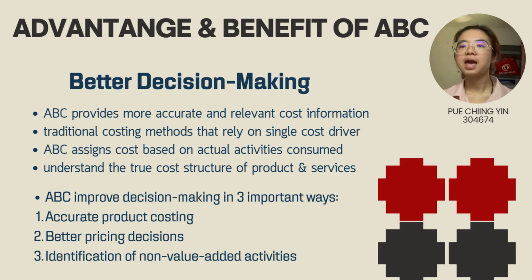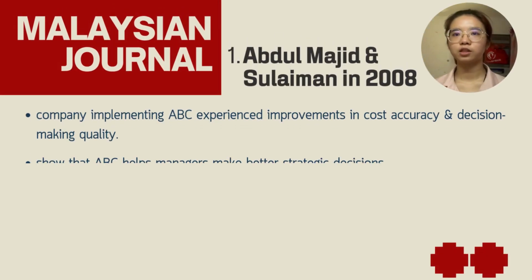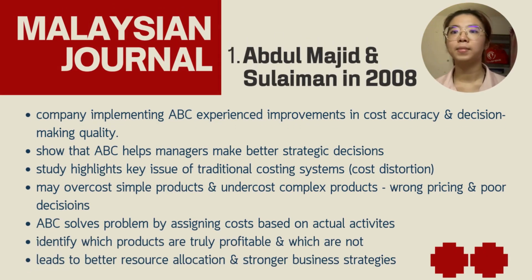First, ABC helps managers determine the true profitability of each product by assigning costs more precisely. Second, it ensures that pricing decisions are based on the actual cost rather than estimates and assumptions. And third, ABC highlights waste and inefficiencies, allowing companies to reduce unnecessary costs and improve operating efficiency. This advantage is supported by research in the Malaysian context.